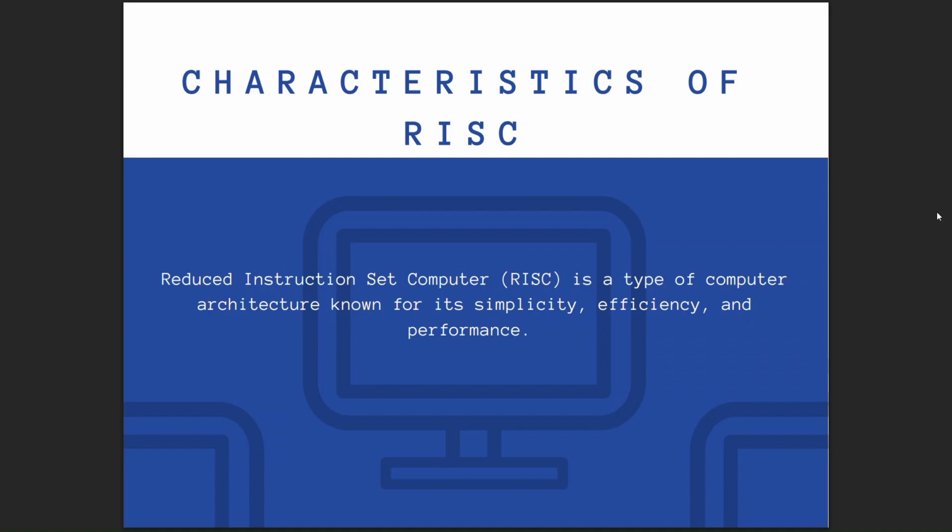So RISC, or reduced instruction set computer, is a type of computer architecture known for its simplicity, efficiency, and performance. The core idea behind RISC is that a smaller, simpler set of instructions leads to a faster and more efficient processor. By keeping instructions simple, the hardware can execute them quickly and with less power consumption.